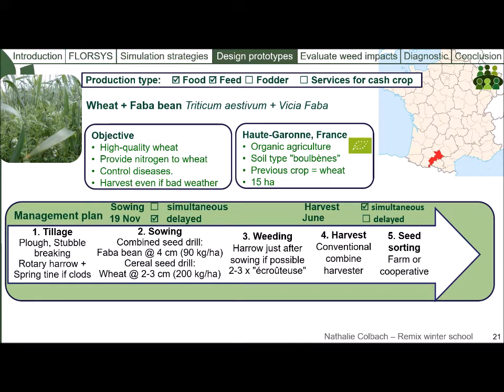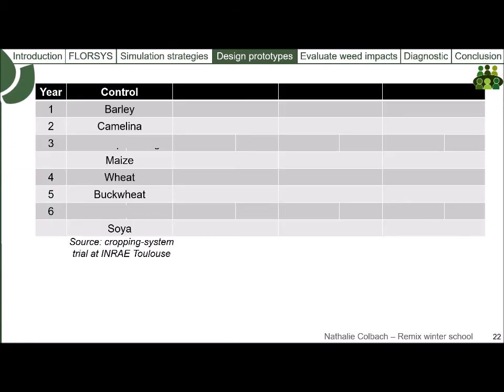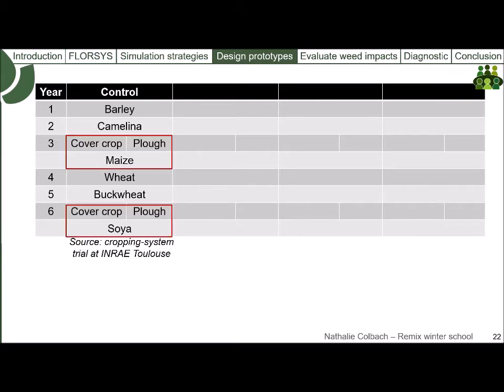And actually, this control scenario was split into two, depending on how summer fallow was managed, either with cover crops or mower ploughing. Based on this rotation, we then designed three intercropping strategies, replacing pure stand crops at different locations in the rotation with intercrop management plans that had been designed during the workshops. So we have, for instance, wheat faba bean instead of wheat, or a barley pea instead of a pure stand barley.